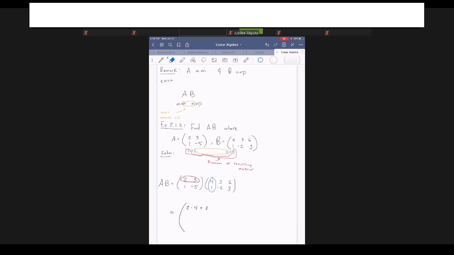So yeah, maybe I should just leave it there. So this thing will be 11. So that's the first entry. Okay, what about the second entry? Well, do the same thing, but for the second row. So now do it for, let's say, this second row right here.